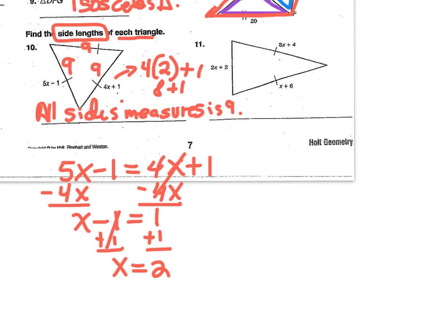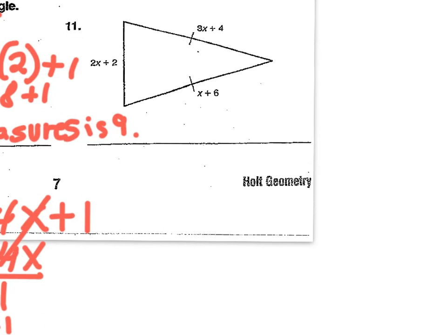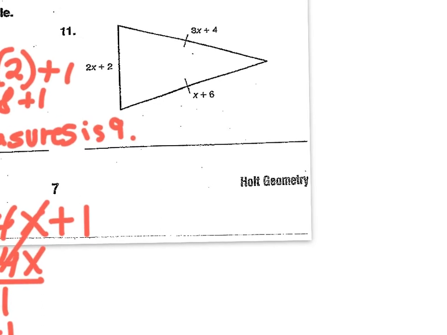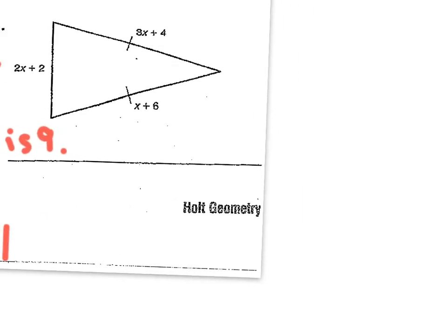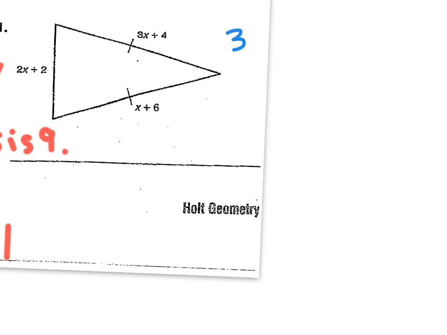Number 11. Let's do the same thing here. Let me get a different color. What's going to be my equation in 11? Do you have to do all three, or can you just do two? Just two. That's a good point. It's only the ones that are equal. So I just use the ones that are equal. What's going to be my equation? 3x plus 4 equals x plus 6. I cannot use the other one because that one is not the same as the other two.